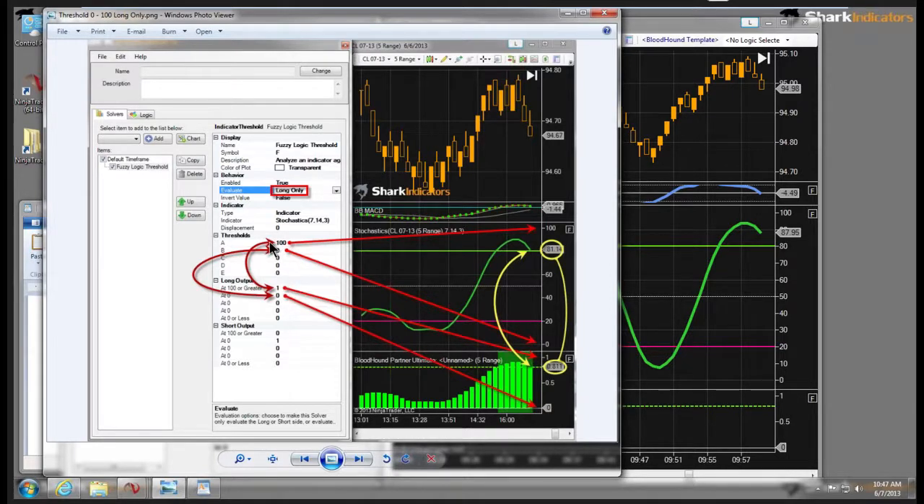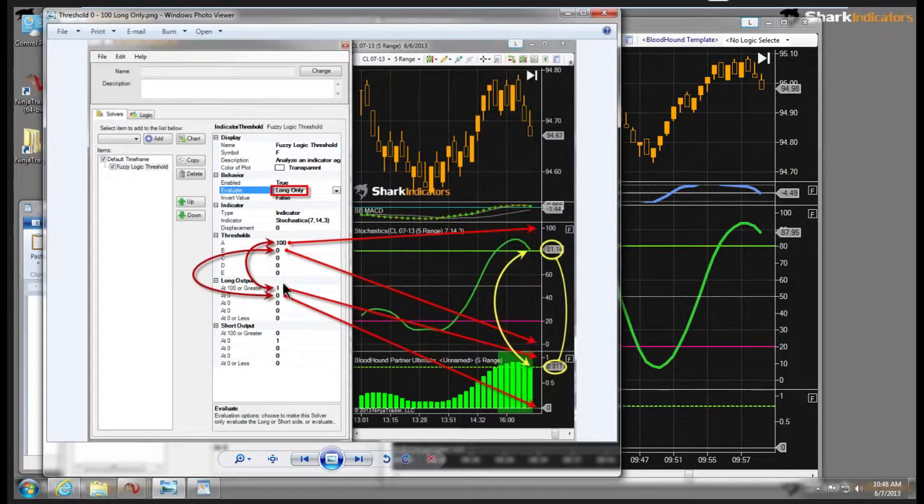So what the solver is doing is it's looking at the stochastics value and creating a percentage between 0 and 100. As a simple example, right here at the 50 line, if the stochastic is at 50, well, 50 is halfway between 0 and 100. So that's 50%. So 50% of our confidence has been met.